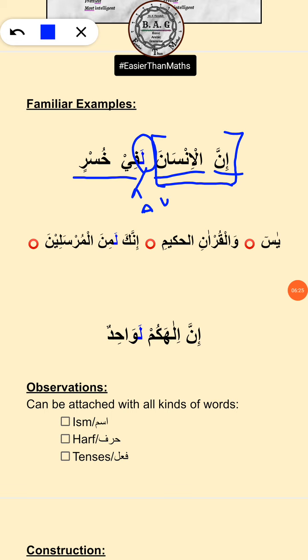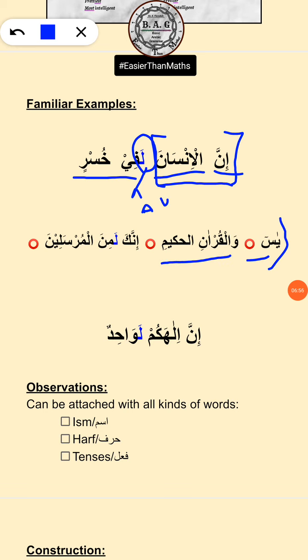All right, next familiar example. First of all, appreciate its presence and then focus on what exactly it is that it does in a sentence. Okay, so that's what I'm going to do first. I'm going to help you appreciate its presence or acknowledge its presence, and then we are going to appreciate its presence. Okay, notice the difference between the two words. First you acknowledge and then you appreciate. All right, so Yasin wal Qur'anil Hakim.